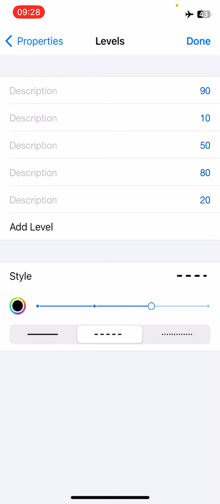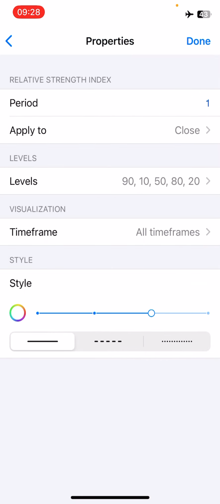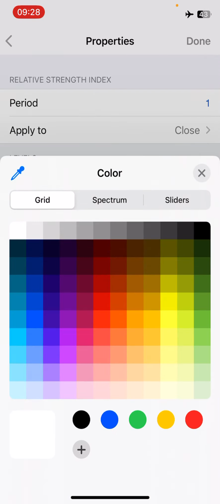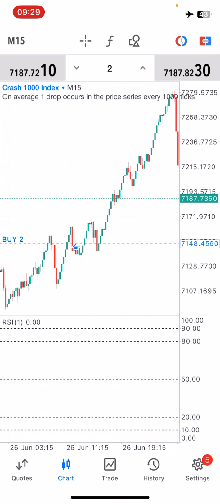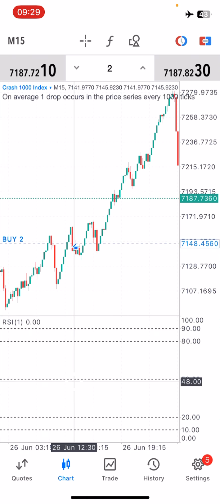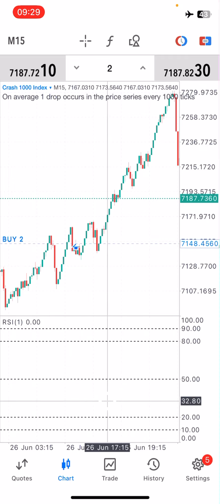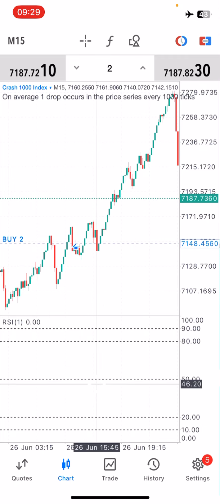We've got a bunch of levels that are very important. We've got level 90, level 10, level 50, level 80, and level 20. And for the style of these levels, I just chose the color black because I've got a white background, and I click done. On the styling of the RSI itself, I chose the color white because I don't want the RSI itself. I only need the levels. So you choose the same color as your background color so that it won't appear on your charts. This is what I mean. If you click done, you'll be left with something like this, a blank RSI just showing you the various levels that you set.